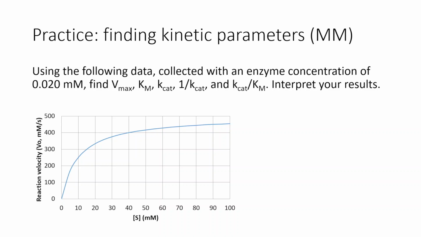So let's start with the first one. How can we figure out Vmax from our MM plot? So that was in our reaction progress plot. So this is our MM plot. How do we find the Vmax? So what would you say is the Vmax for this plot then?